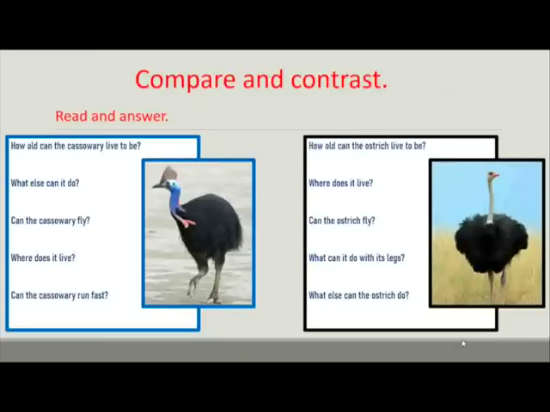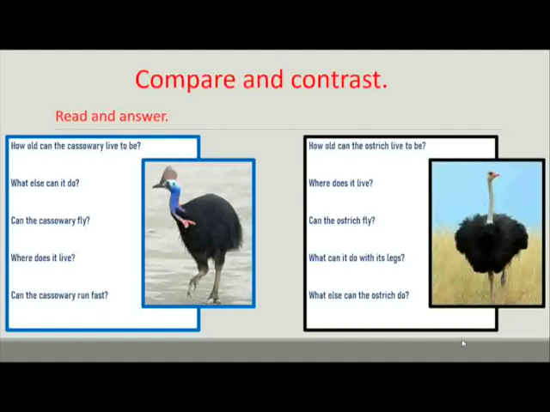Now, let's compare and contrast. Generally speaking, comparing is showing the similarities and contrasting is showing the differences between two things that are related in some way. Read the questions and answer.